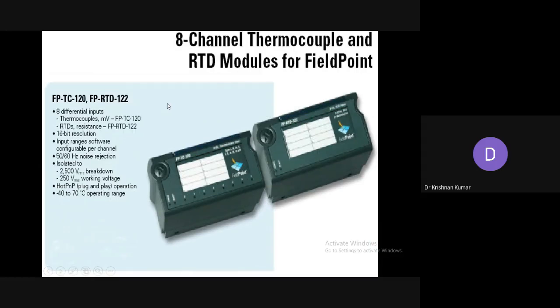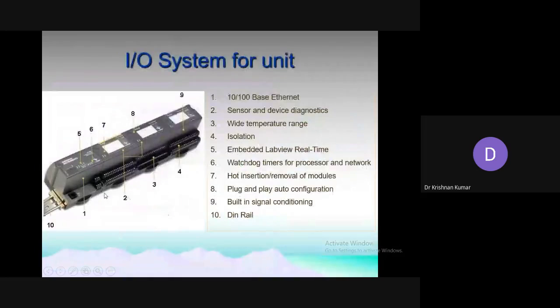This is again 120. This is RTD. This is also for resistance measurements. And this is one example for unit 1. What are the hardwares we have used here? For example, this is the Ethernet hardware. At the bottom there is a rail, and over the rail all the terminal bases are placed after this Ethernet module.